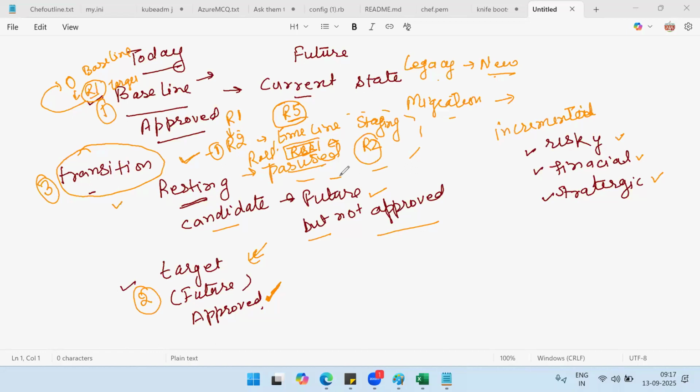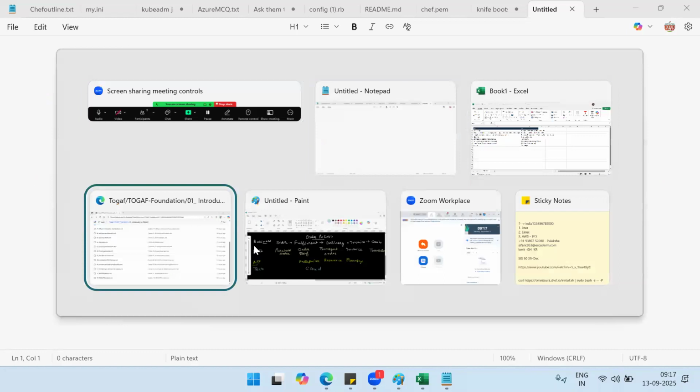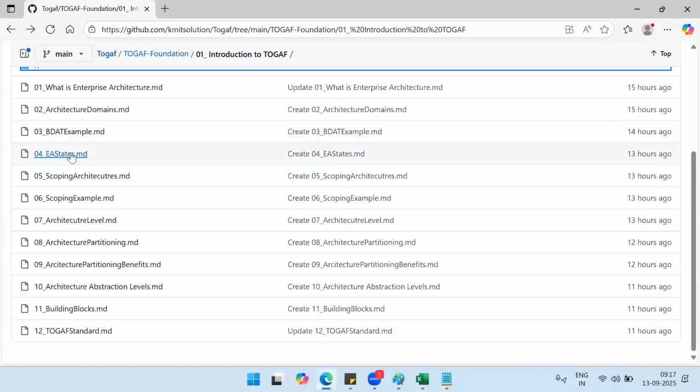All right. So I think these five states are clear: baseline, resting, candidate, transition, target. These are clear to all of you. Let us walk through it in our documentation. States.